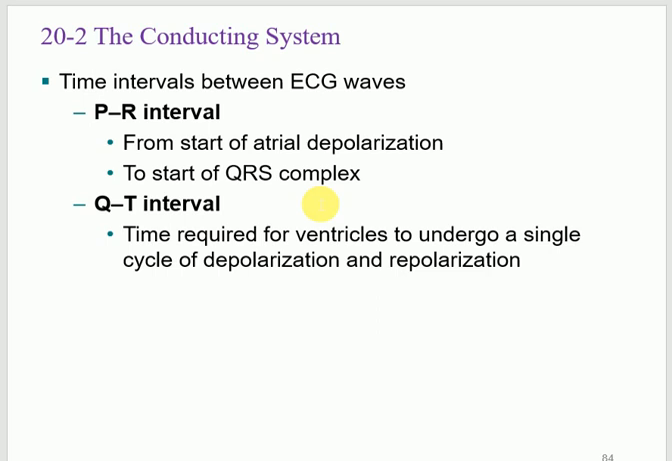And then from P to R, this is in between the atria and the ventricle. The QT interval is between the depolarization and repolarization of the ventricles. But one more time, the most important is this slide.